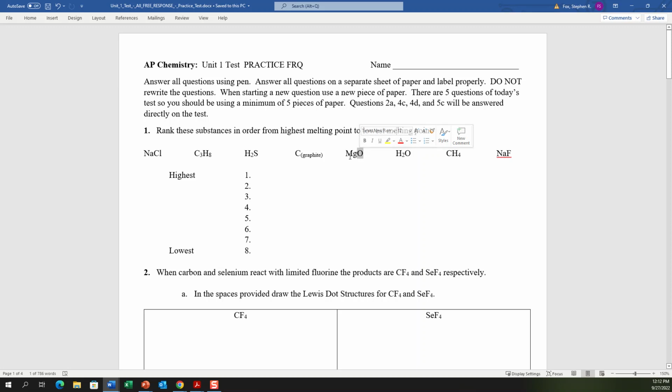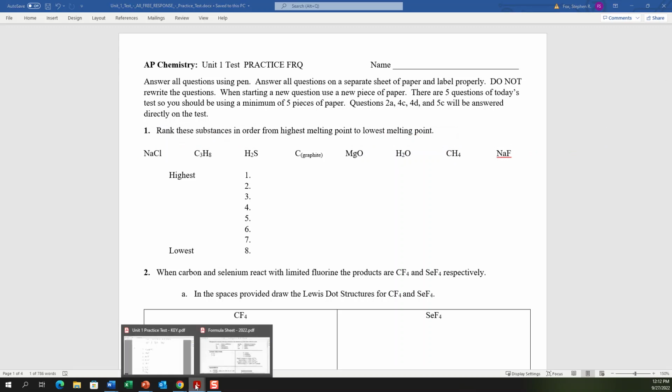So the distance between these 2 ions versus those 2 ions is probably going to be relatively the same. But the reason why this is going to be stronger is because magnesium's 2+ and oxide's 2-. So 2+ is going to be more attracted to a 2- charge versus a 1+ and a 1- charge. So again, number 1 would be the graphite. Number 2 would be magnesium oxide. Number 3 would be sodium fluoride. And then we would have sodium chloride.